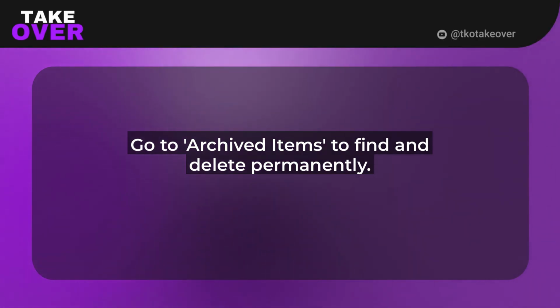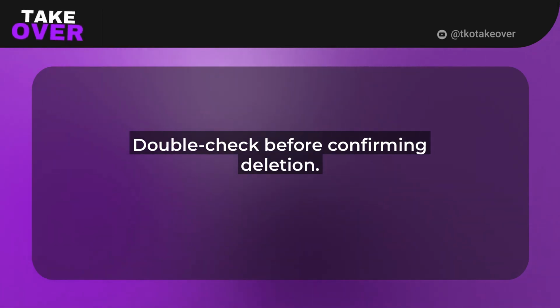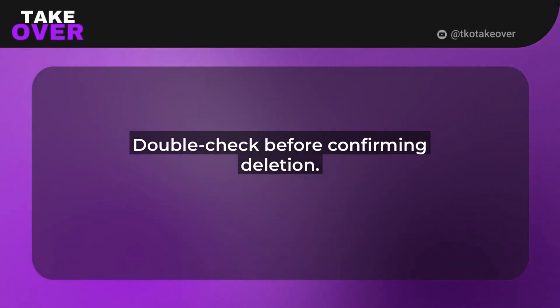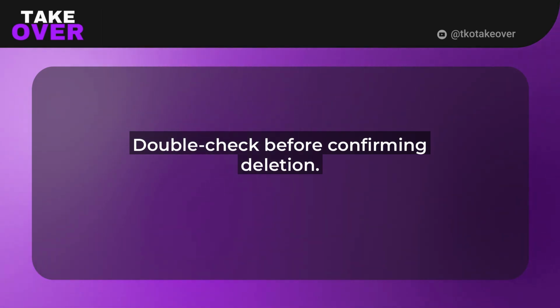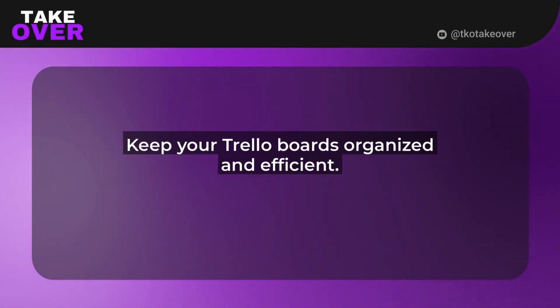Before you confirm, Trello might ask for a double check to prevent accidents. Always read that prompt carefully. Once deleted, the list and its cards are gone for good, so if you have any data you want to save, move it first. And there you have it. That's how you delete a list on Trello in 2025. It's a simple way to keep your workspace tidy and efficient.